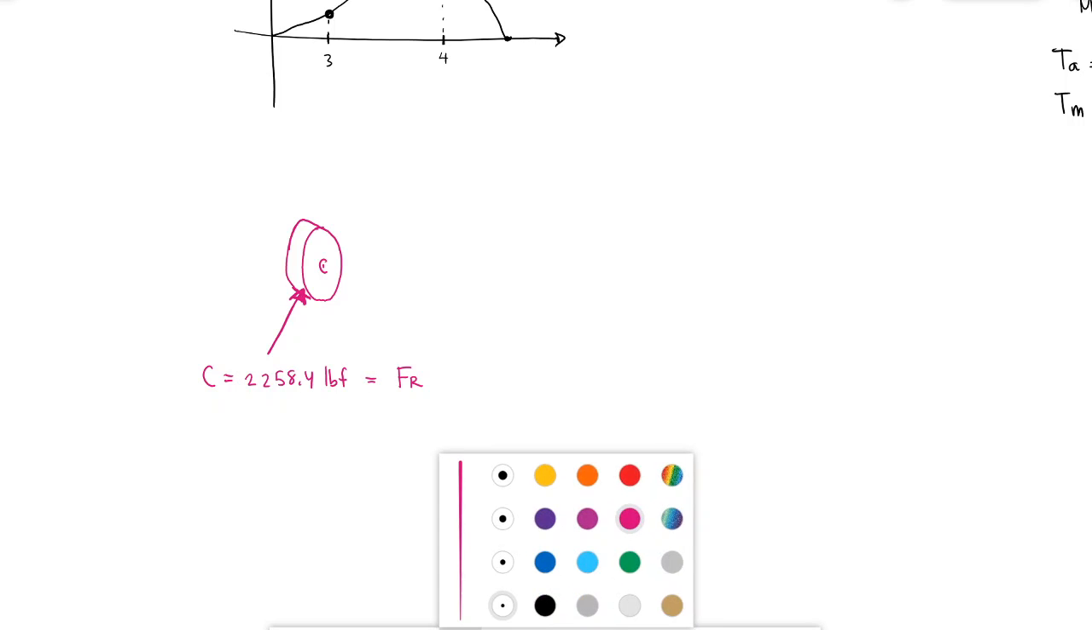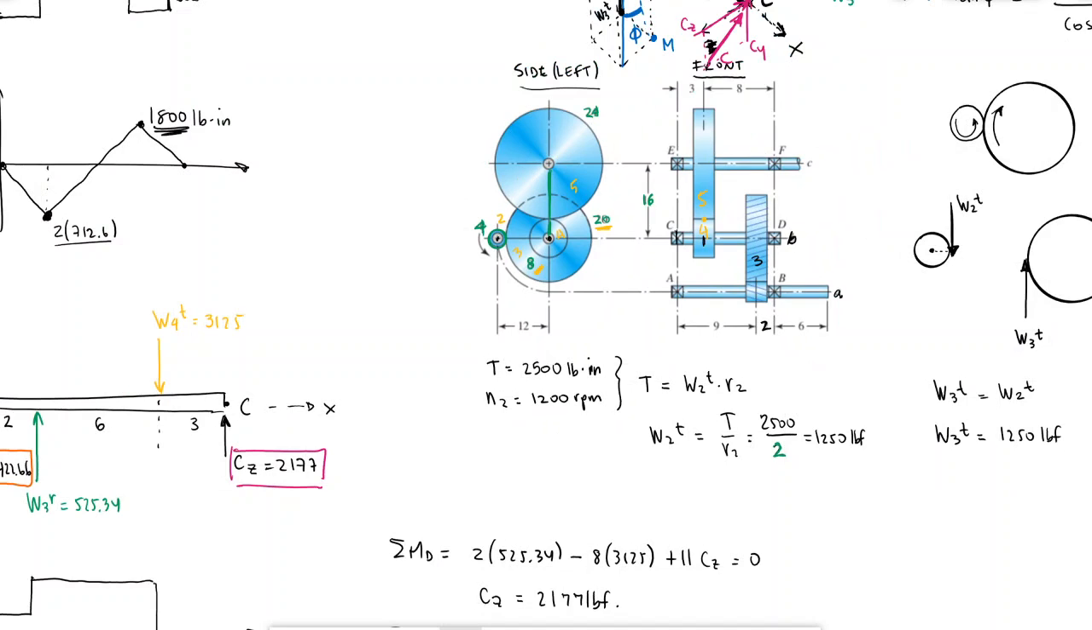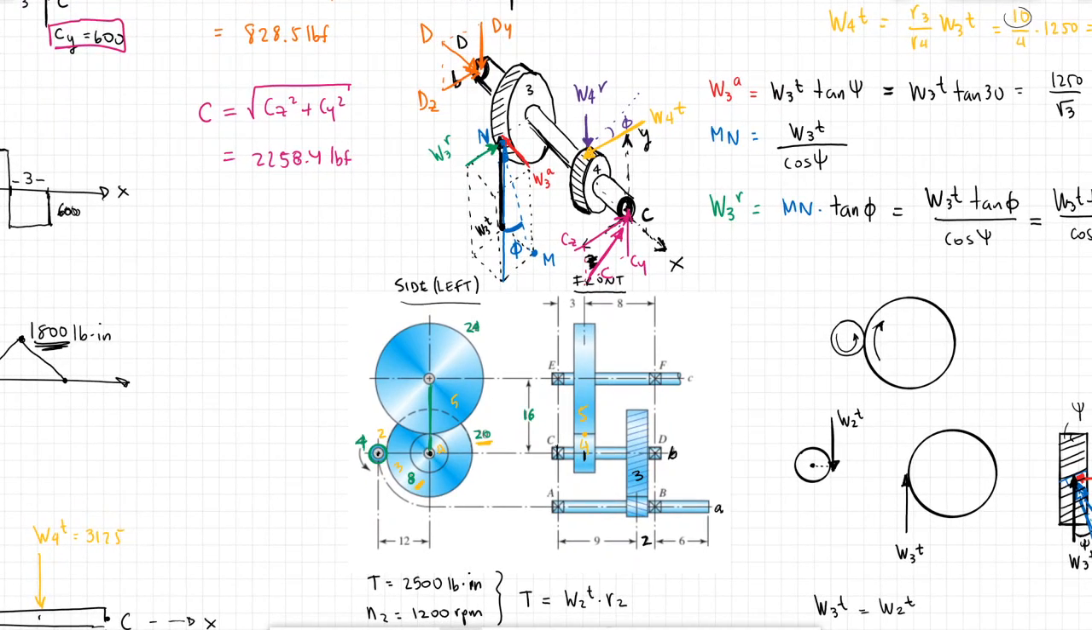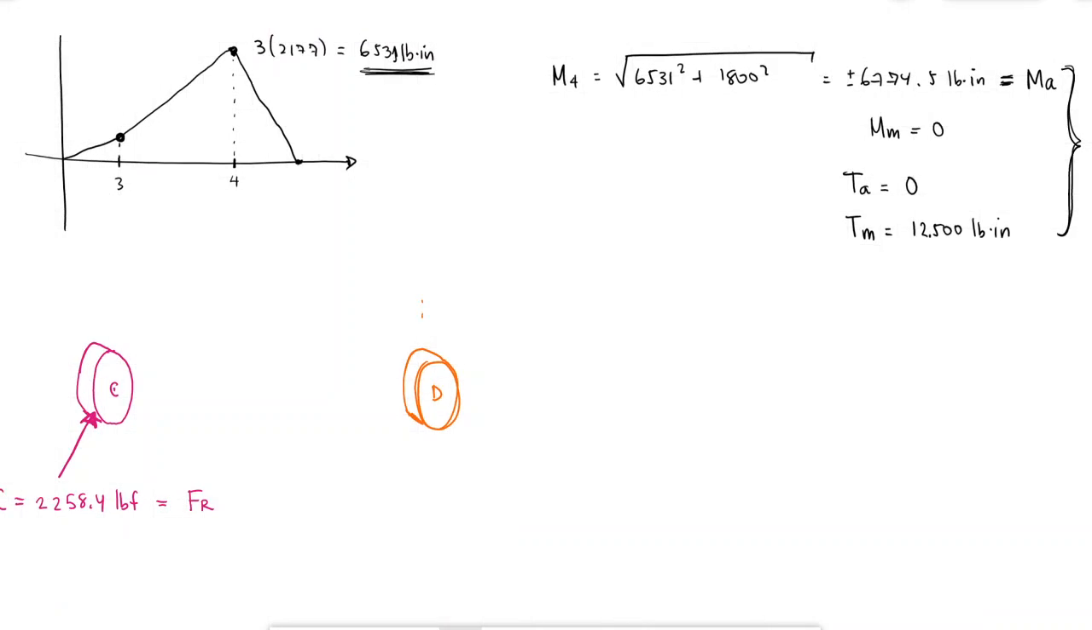Okay, and then I also have a bearing D at the other end that has a vector coming down in this direction, D, equal to 828.5 pound force. And this is also the radial force for that bearing.